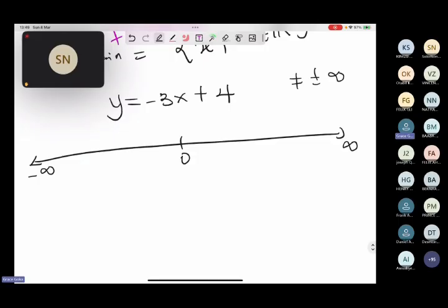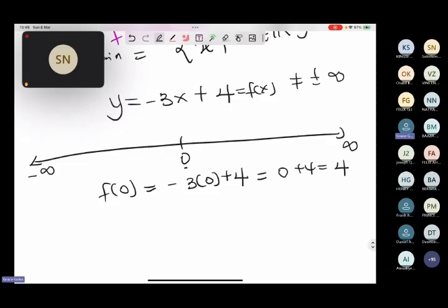So our first number we are going to test is 0. This is the same as f of x. So we put 0 into the function. This will give us minus 3 times 0 plus 4, and that is 0 plus 4, and that will give us 4. 4 is a real number. Therefore, 0 is part of the domain.